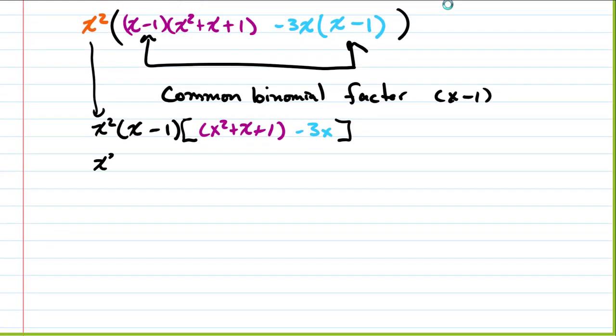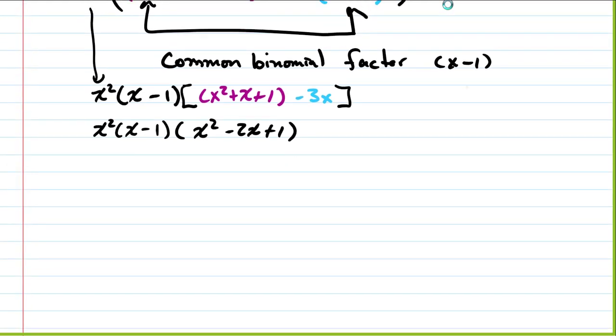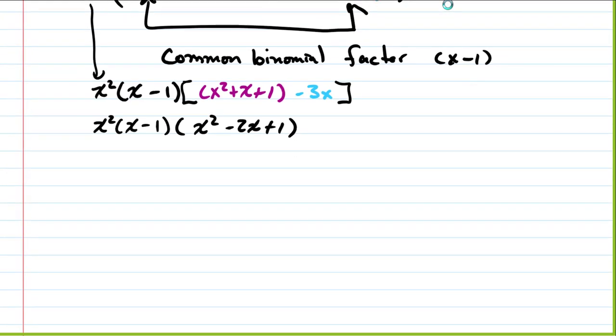And we have x squared times x minus 1. Collecting our like terms, we have x squared minus 2x plus 1. And then we need to factor this quadratic. We need factors of 1 that add up to negative 2. So this factors into x minus 1 times x minus 1. So finally, collecting all of our like factors, we are going to have x squared times x minus 1 cubed.